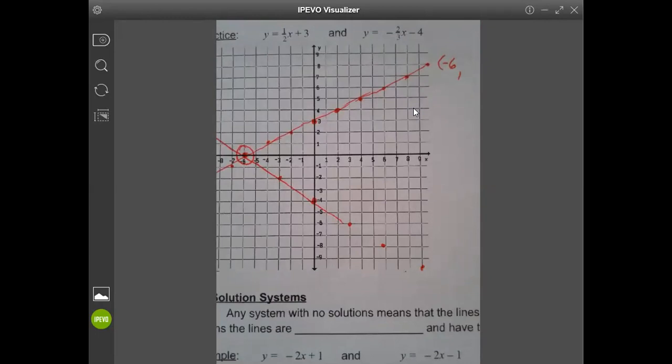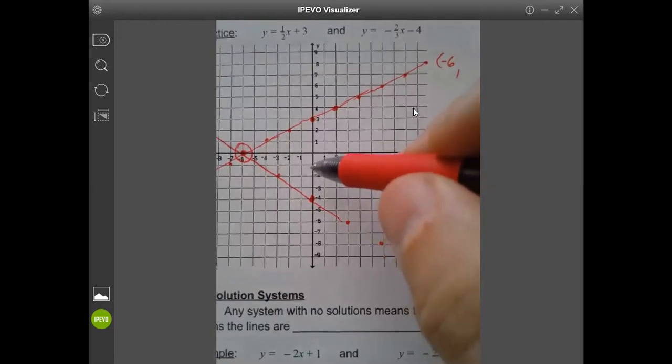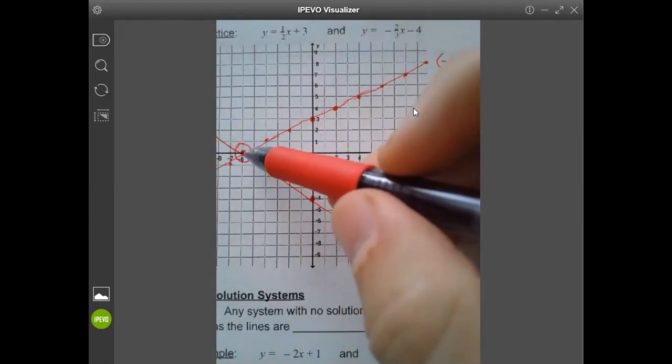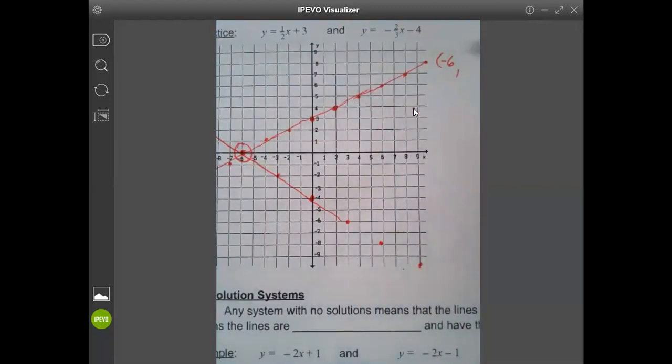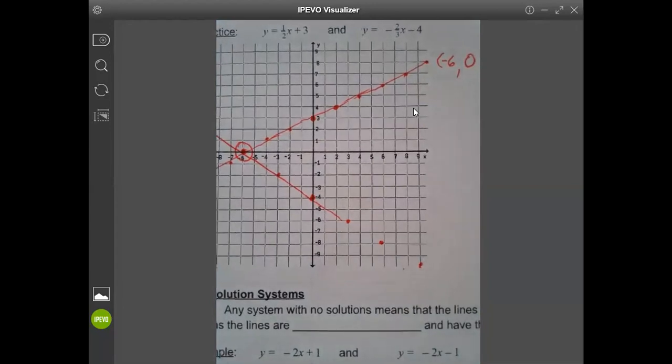Negative 6. It's not -6 for y, is it? No. Like x is -6, but did I go up or down at all? No. So what's the y value there? 0. So the solution to my system would be negative 6, 0. Okay. All right, thank you.